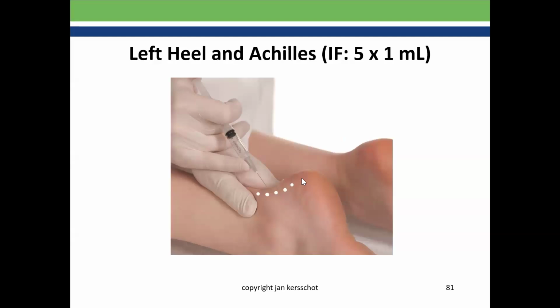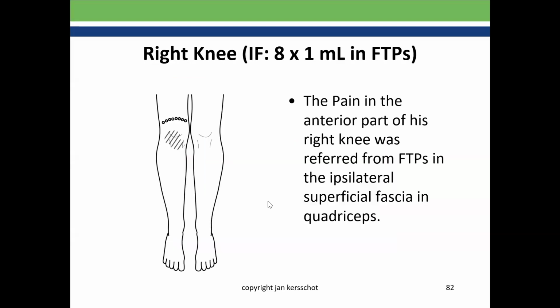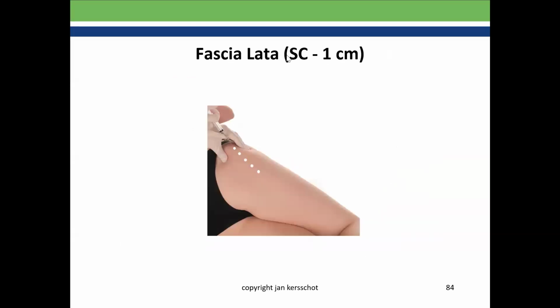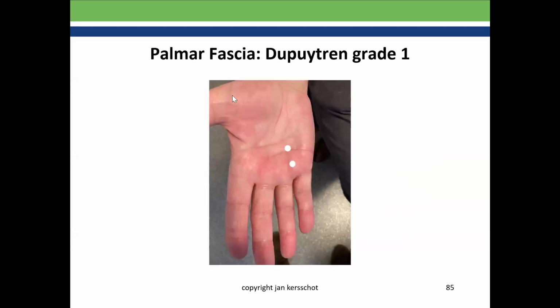Same, of course, for the Achilles tendon, sometimes one lateral side, like here, sometimes you do medial and lateral side. It depends on each clinical case. I showed you this one before, referred pain coming from the fascia above the knee. And then, of course, we have deeper fascial tissues, which is less common that we inject. For example, the fascia lata itself or Dupuytren.